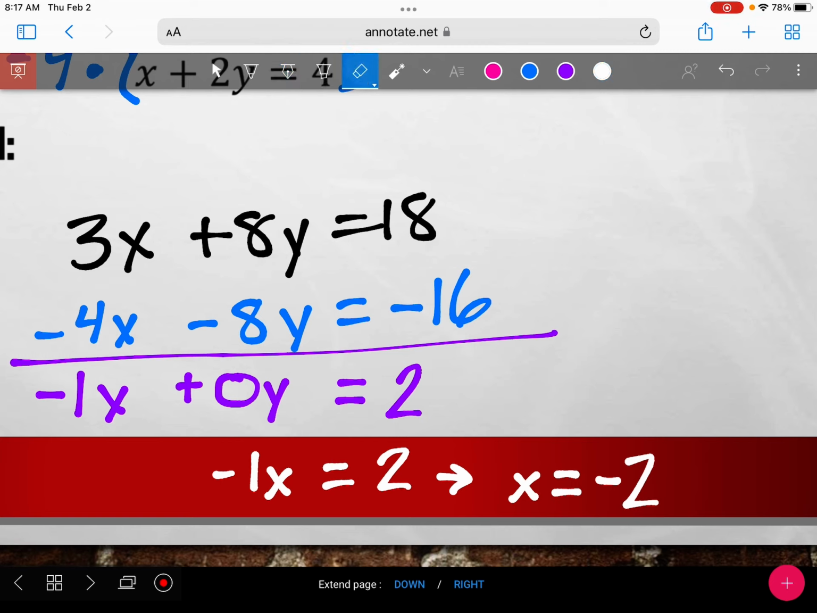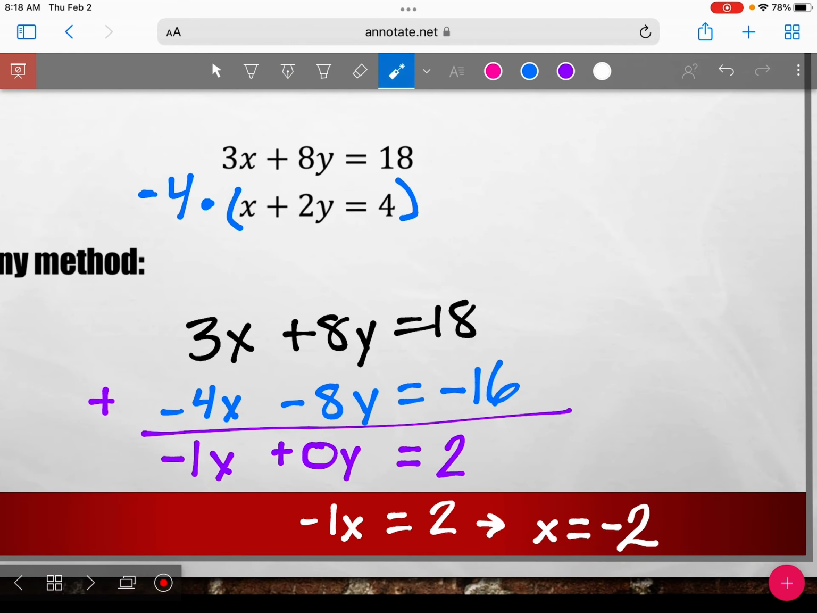That looks like a Z, but that's okay. But I can't just stop there. I have to know the whole thing. I have to find out the whole value, which means I need to find out what y is, which means I need to go back up top to any of my original equations to substitute things in. I have to substitute in that x equals negative 2. I can use this equation up here. I can use this equation here. I could even use this equation here if I was feeling real froggy. They all are equivalent.